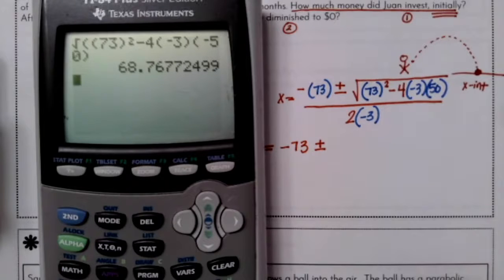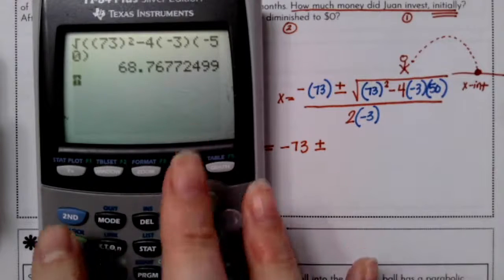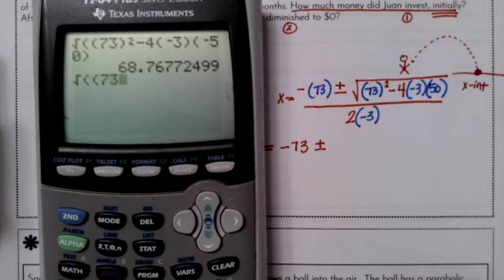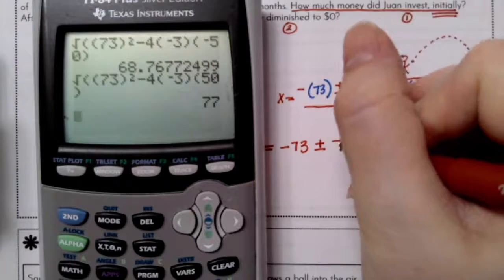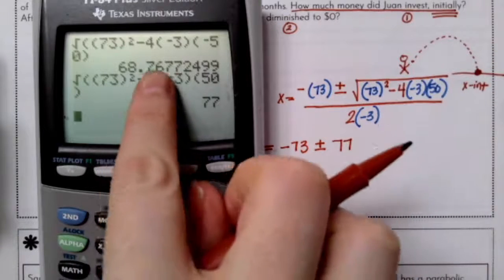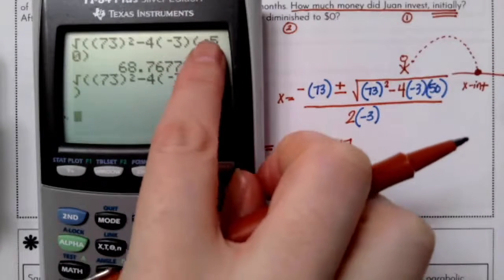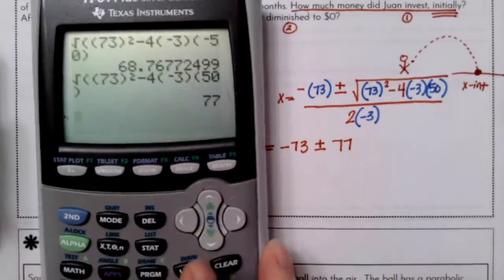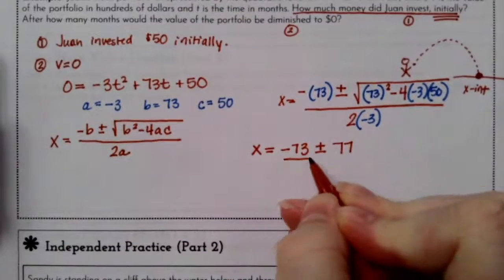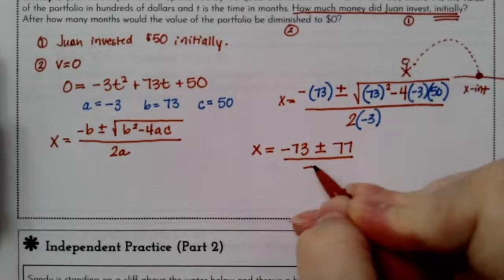Did I accidentally do a negative in there? Oh no, let me type that again really quick. I think I accidentally did an extra negative. There we go. Okay, so I get 77. Remember, if it's a decimal, you just want to round to 2 decimal places. I just accidentally typed a random negative in there. So ours is 77, over 2 times -3, which is -6.